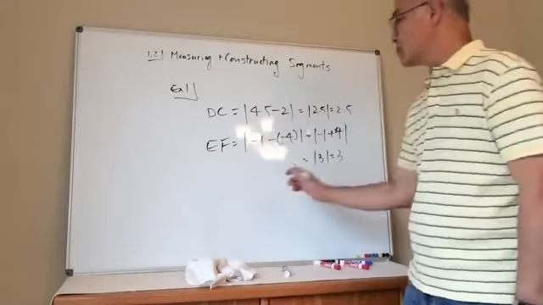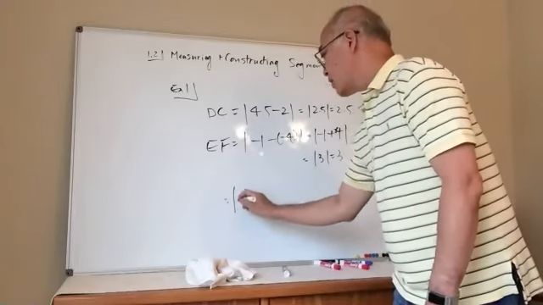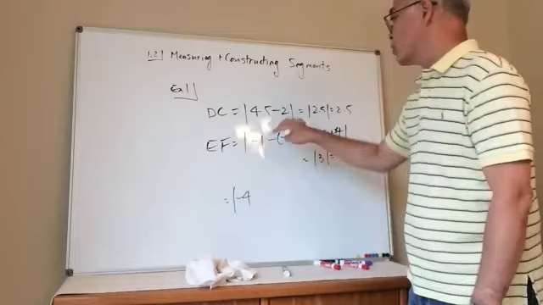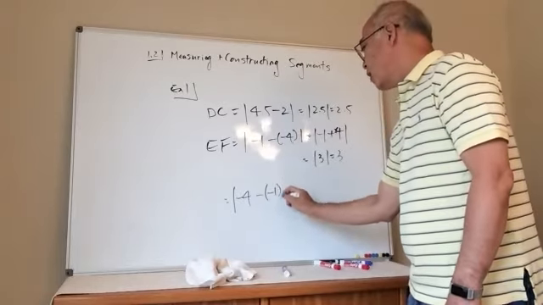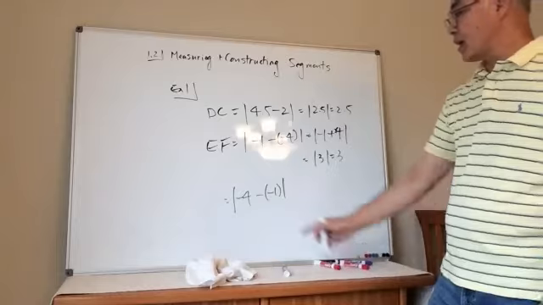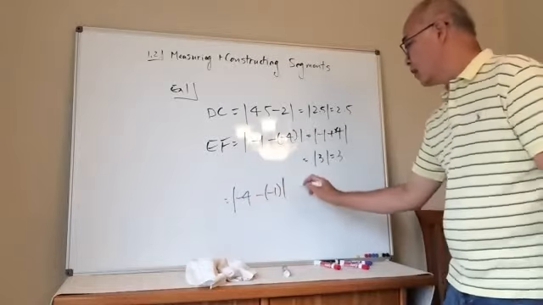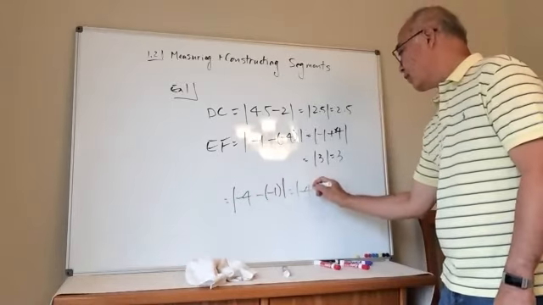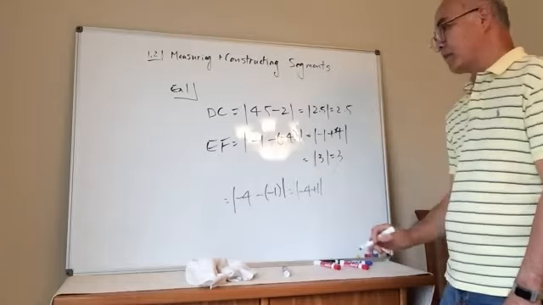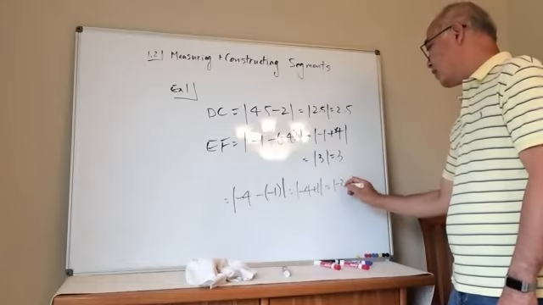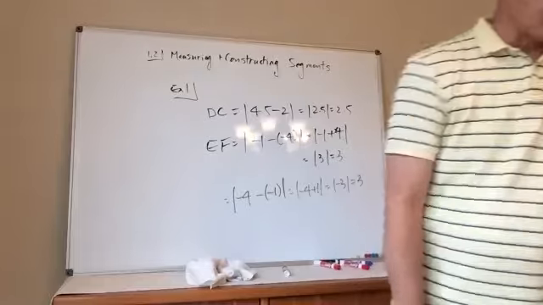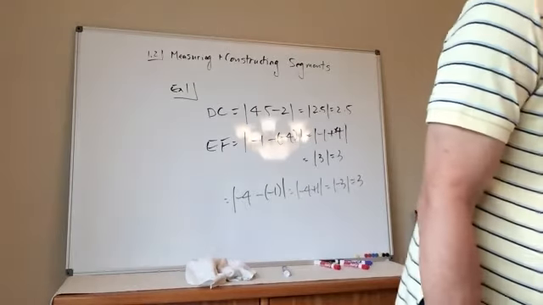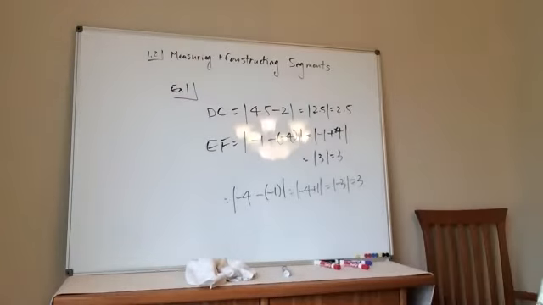Now you could have also switched these around, right? -4 minus -1. Again, the negative becomes positive. So I'm going to end up with -4 plus 1, which is -3, and the absolute value is 3. Okay, so it works both ways. Okay, so flip the page.